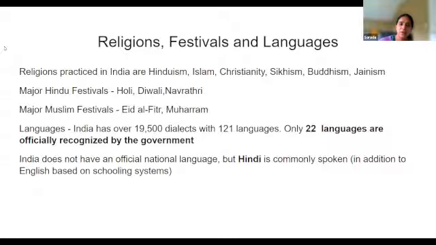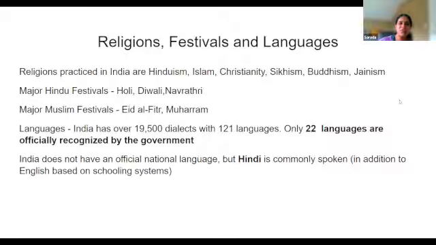Also, the languages that we speak in India, there are 22 languages officially recognized by the government. Having said that, there are 121 languages with 19,500 dialects in India. So, even though I come from the state of Telangana in South India, there are multiple dialects that we speak. Telugu is the language that I speak, and it has several dialects. We do understand each other, though.